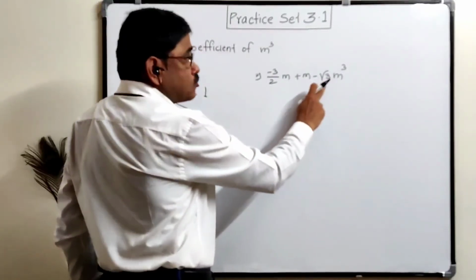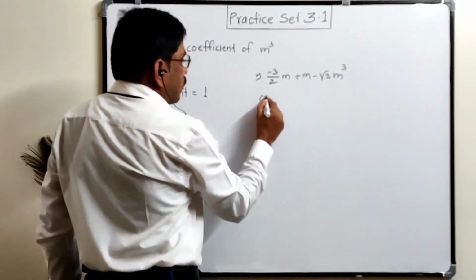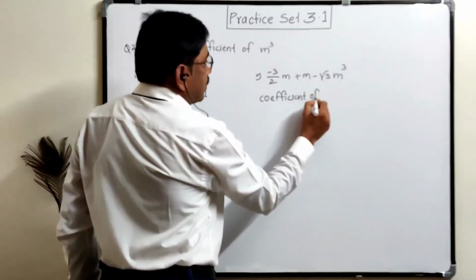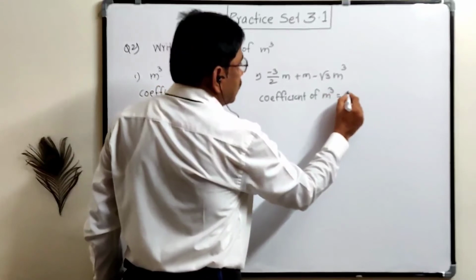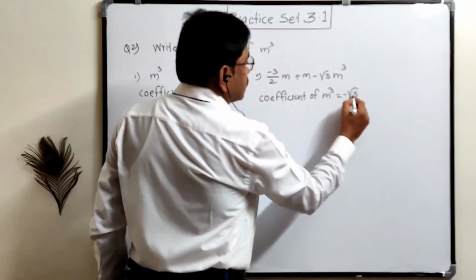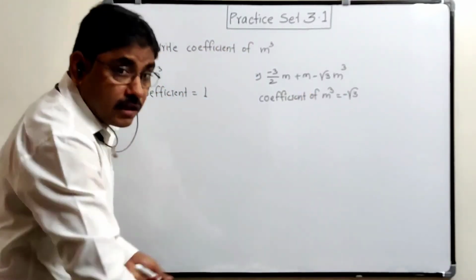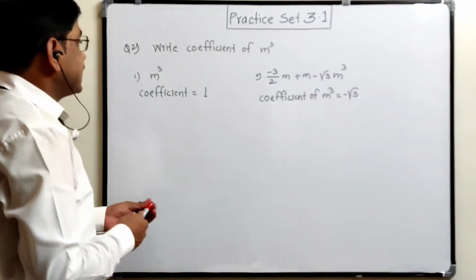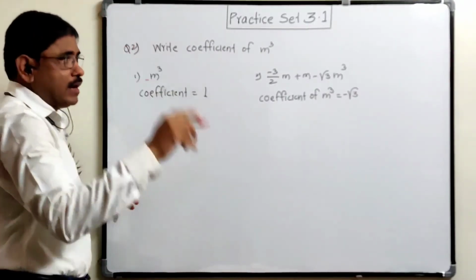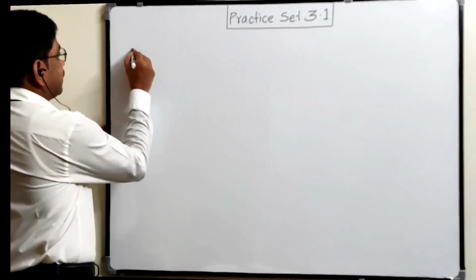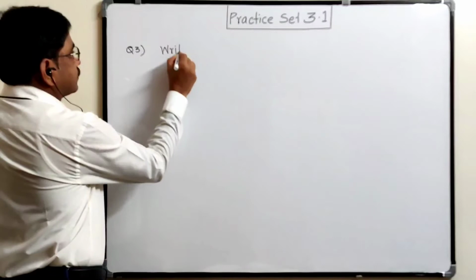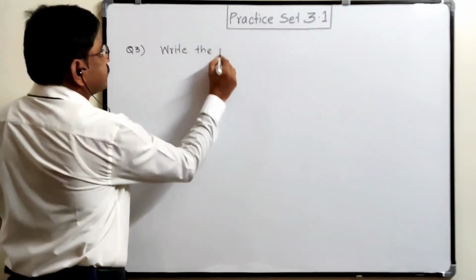m cube के साथ में जो number है वो. So here the coefficient of m cube is equal to minus root 3, right, with sign. So this is minus root 3. The number which is associated with the variable. यहाँ पे कुछ नहीं है, means 1. Question number 3. Write the polynomials.